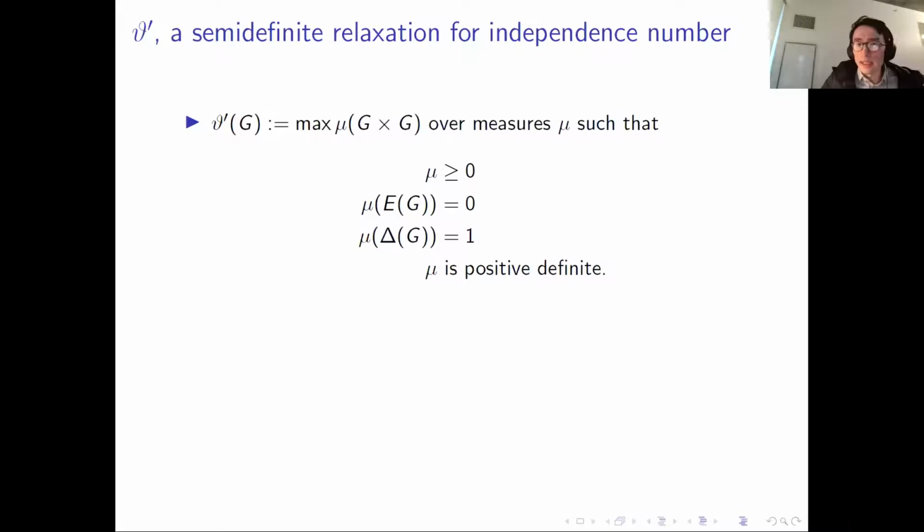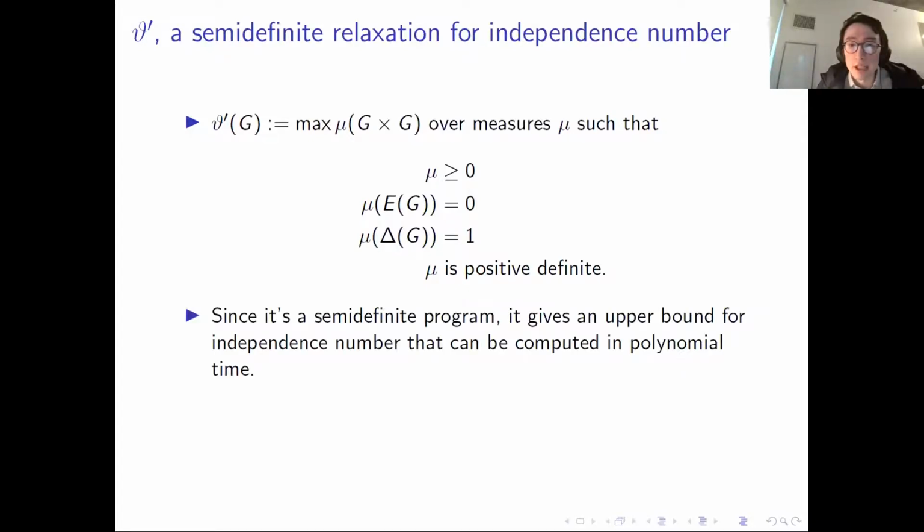And you'll notice that this new tensor measure that we constructed on the previous slide will be feasible for this program. So this really gives a semi-definite relaxation of the largest independent set. And since it's a semi-definite program, you can compute it in polynomial time. So we have a polynomial time computable approximation of this NP-hard problem of finding the largest independent set in a graph.